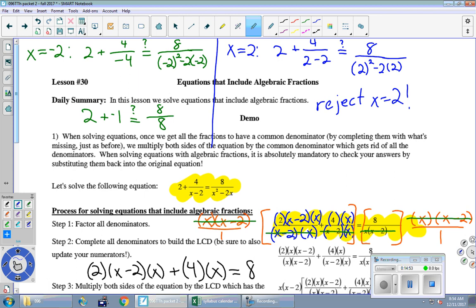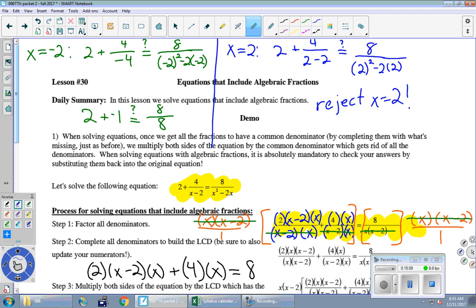Any questions on that? That's right. And so you could just simply cross off the x equals 2 and circle x equals -2. Not looking for a lot of words here, but I'm looking to see that you checked to see whether or not you had a solution.